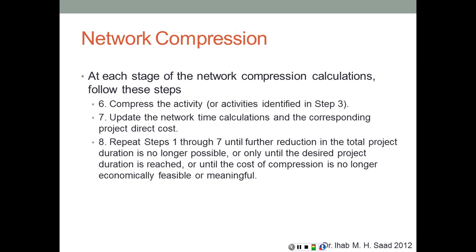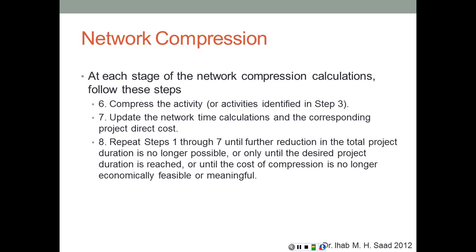Compress the activity, update the network time calculations and the corresponding project direct cost. Repeat the steps that we talked about, 1 through 7, until further reduction in the total project duration is no longer possible, meaning we have exhausted all the compressibility in the critical activities, or until the desired project duration is reached. If I want only to compress the project by a certain number of days, I don't need to keep going beyond that, or until the cost of compression is no longer economically feasible or meaningful.